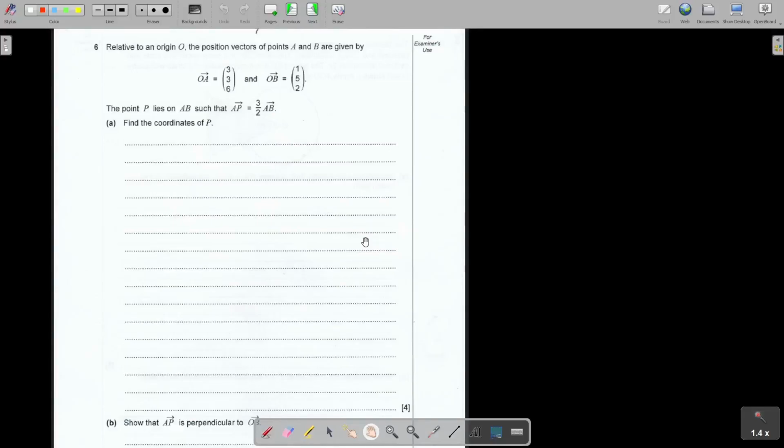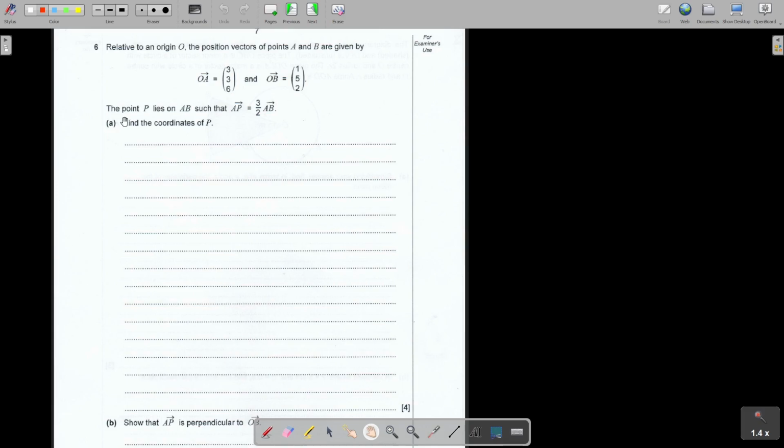Okay, let's look at question number 6. Relative to an origin O, the position vectors, that means from O, from 0, of points A and B are given. That's why it's OA, OB. So just for the interest, the coordinate points will also, because it's from O, be 3, 3, 6.